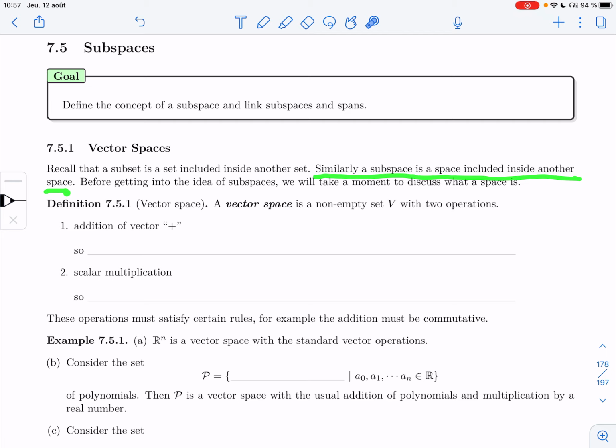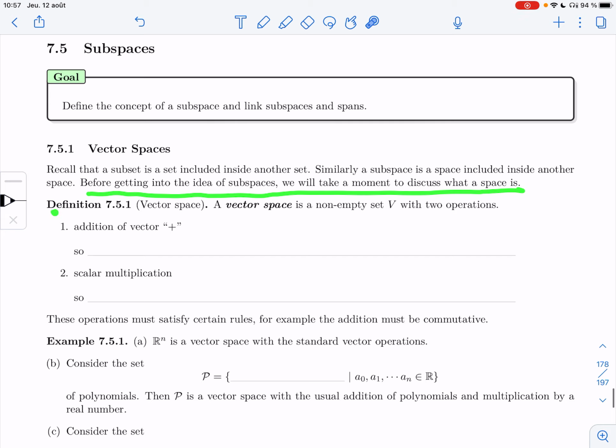So before talking about subspaces, which is the topic for this class, I want to talk to you about vector space. So before getting into the idea of subspaces, we'll take a moment to discuss what a space is. So definition 7.5.1, a vector space is a non-empty set V with two operations. Right, there are two types of operations that I can do.